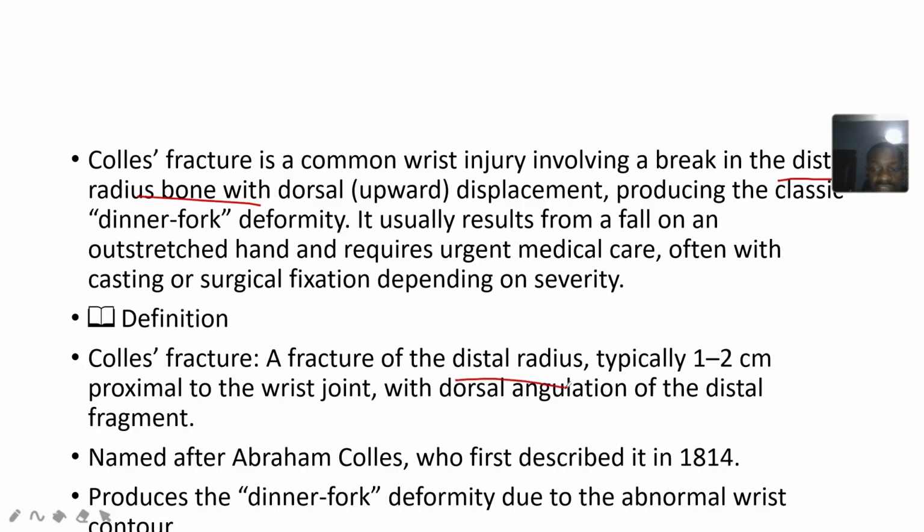So it's a fracture of the distal radius, typically 1 to 2 centimeters proximal, or say close to the wrist. There's dorsal angulation of the distal fragment. It's named after a great orthopedics doctor, Abraham Colles, and he was the one who first described it in 1840.